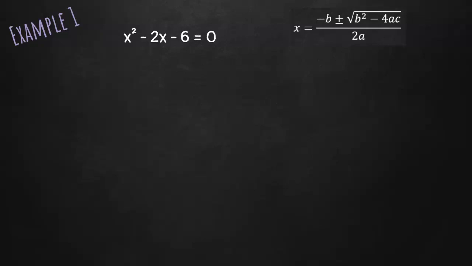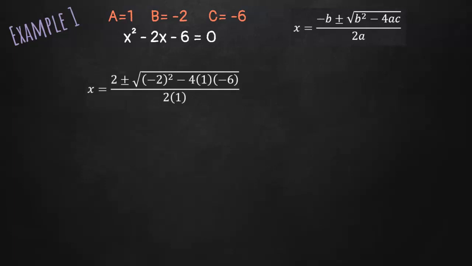Now your equation is equal to 0, so go ahead and identify the a value, which is 1, the b, which is negative 2, and the c, which is negative 6. Now plugging your values into your formula, don't forget that the opposite of negative 2 is a positive 2 right at the beginning. Now, let's go ahead and simplify our expression that's underneath the radical.